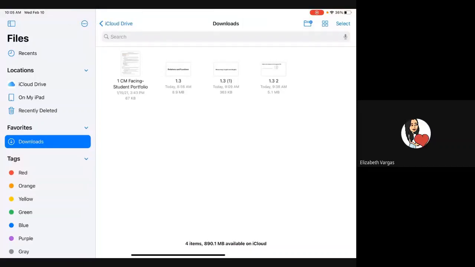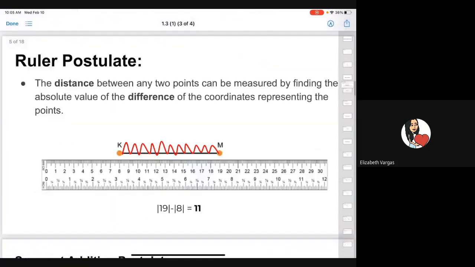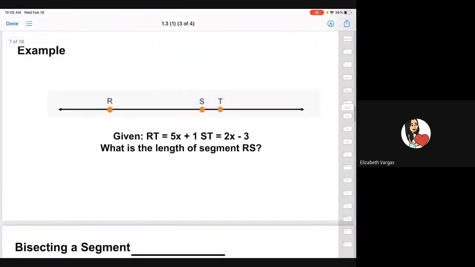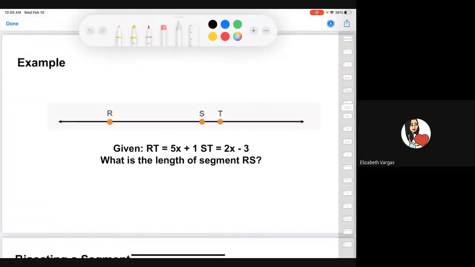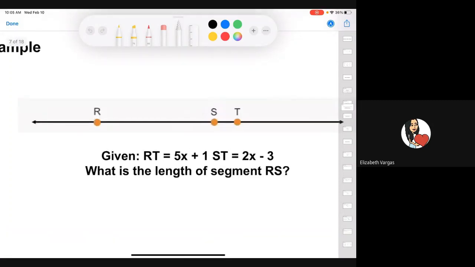Okay, let's go. We're going to try to solve this problem together. We're going to use the angle addition postulate, which basically says that we can add two parts together to find the entire segment. But we can also take the entire part and subtract one part to find the missing one. This is asking what is the length of segment RS. So we're looking for the length of this segment right here, R and S.